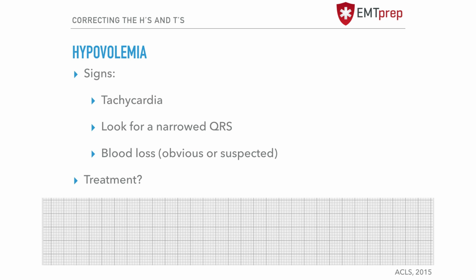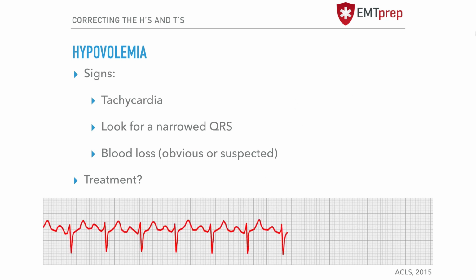So the first V of VOKAT I want you to look at is hypovolemia. With hypovolemia, you're going to look for signs of tachycardia, a narrowed QRS, and then blood loss, which can be obvious or suspected. Our treatment for hypovolemia is typically going to be centered around replacing fluid levels, keeping the patient warm, and transporting them to the hospital.